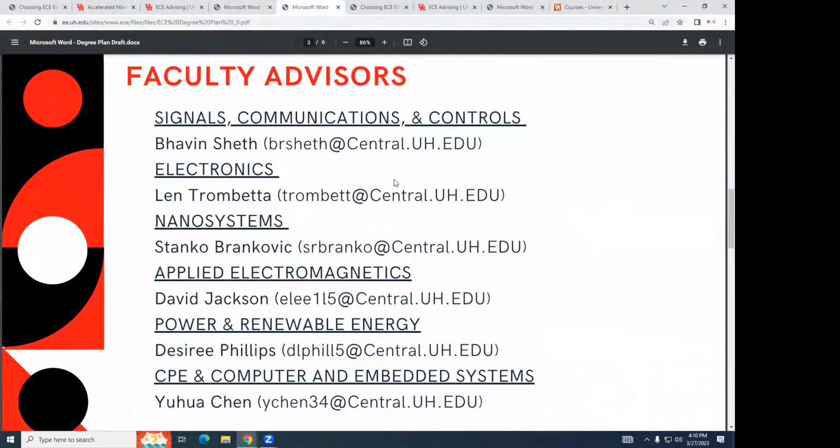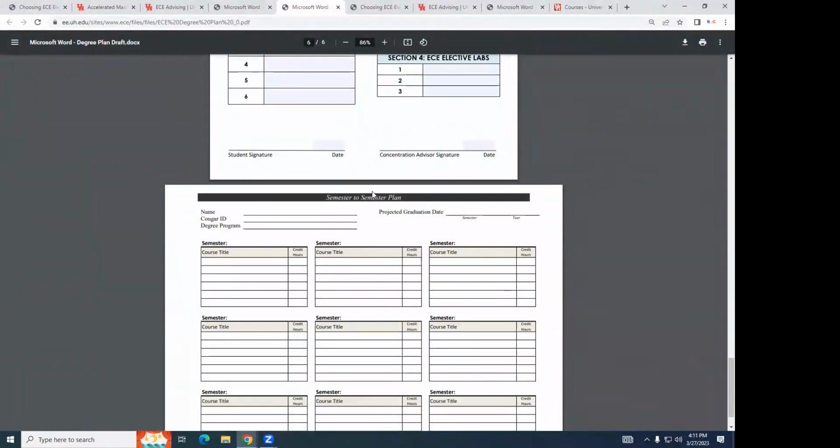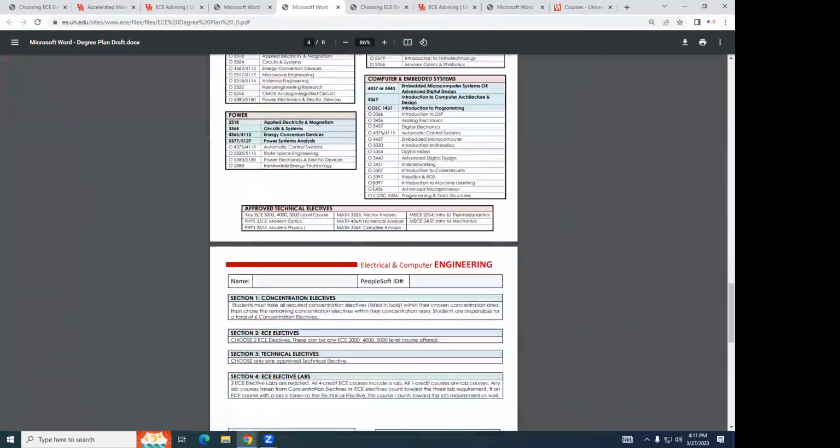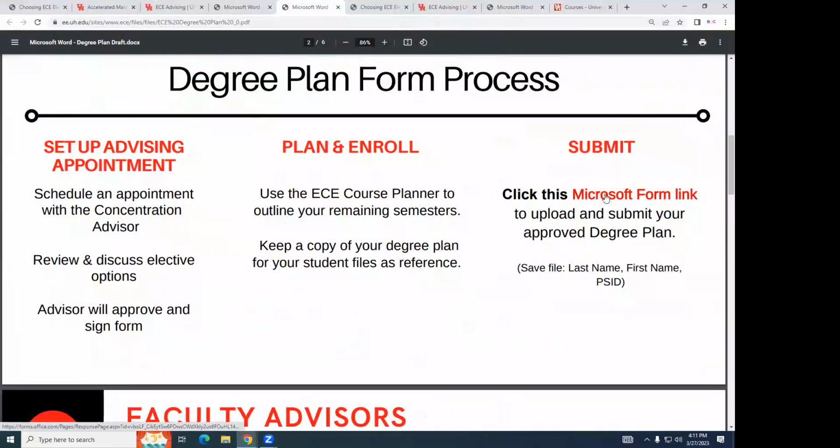The EE program is a bit more complex. We have these 6 concentration areas, and here are the concentration area advisors for each of them. In the end, you need to get your degree plan form signed by the concentration advisor and then submitted to Amanda. The way you do that is right here: you get your concentration form signed and you upload it here, and then Amanda has it.